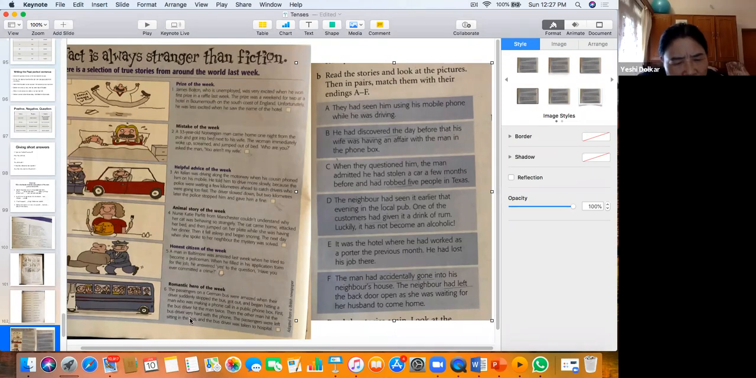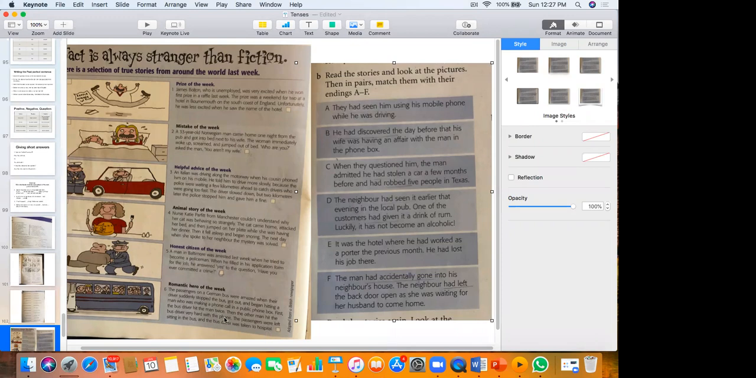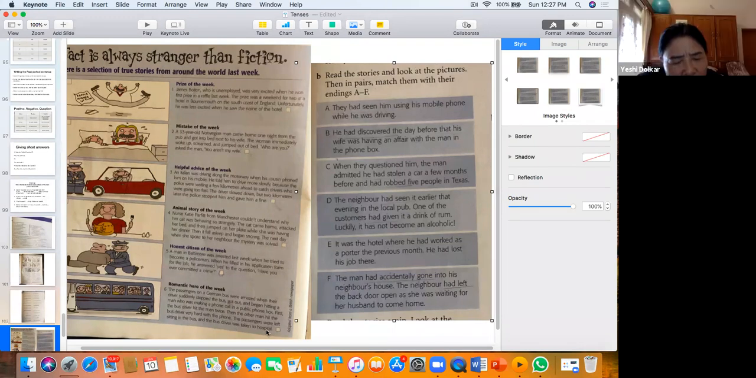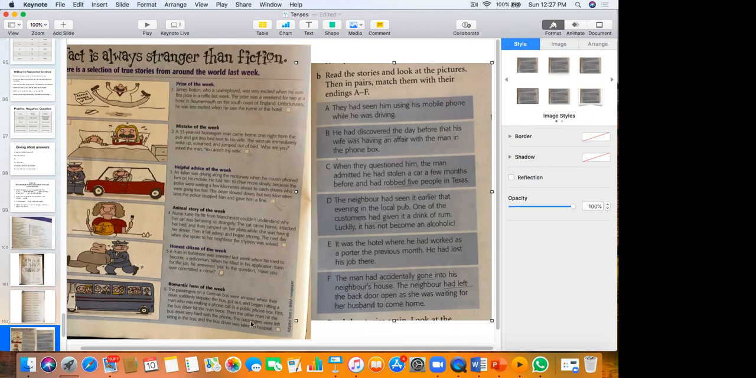And the bus driver was taken to hospital. Okay, so what is it? B. Which one? B.